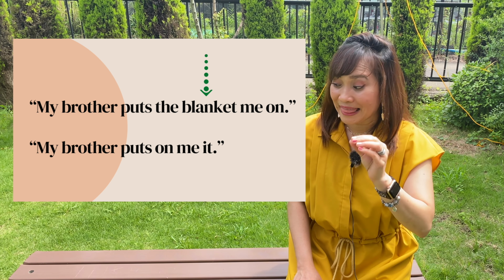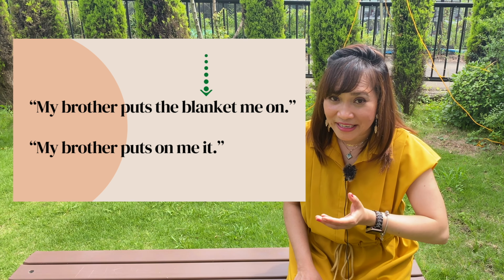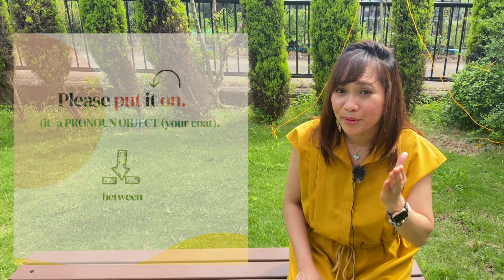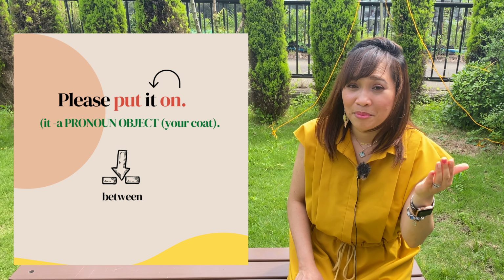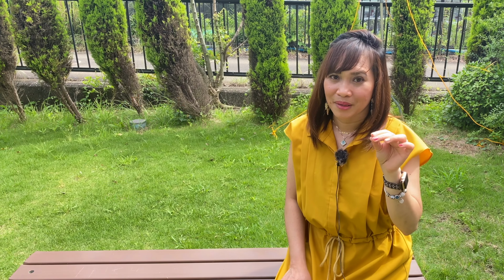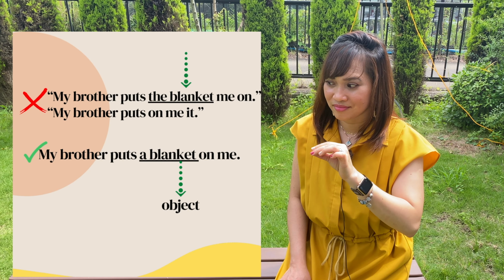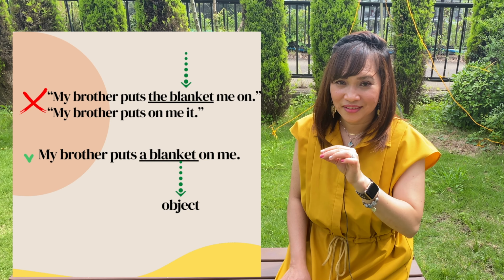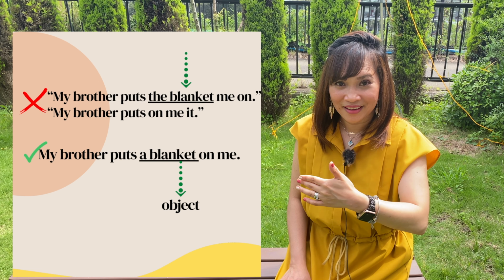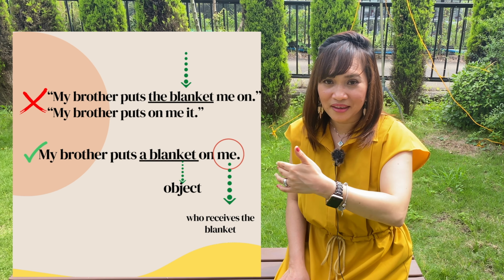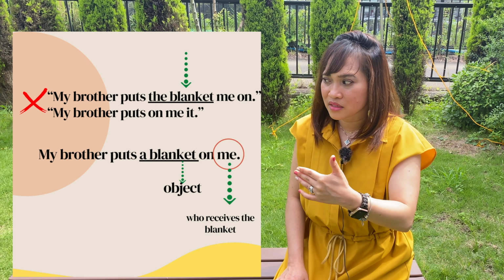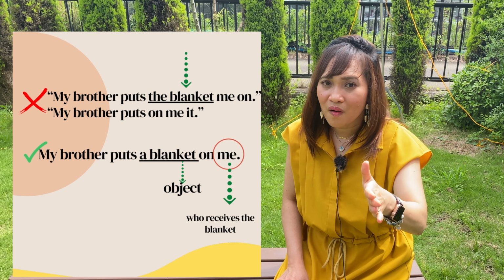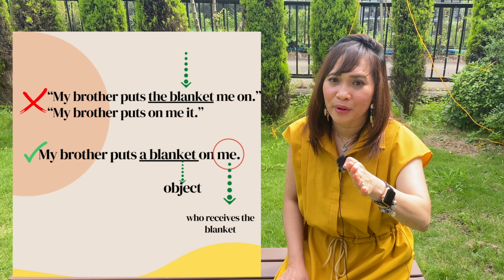Following the rules, this sentence is incorrect because we need to put the object between the verb and the preposition or particle. My brother puts a blanket. The blanket is the object, and then followed with the preposition on me. Now, don't get confused with the word me at the end of the sentence, because me is the receiver of the blanket. And always remember to put the object between the verb and the preposition or particle.